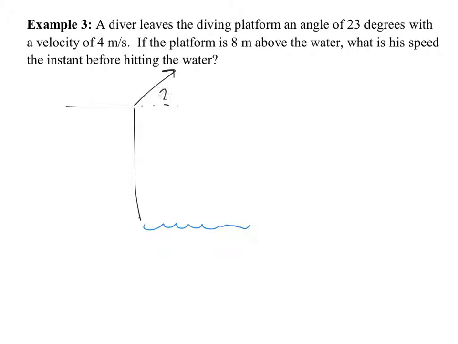That's my theta value if I need it. I'm told that the initial velocity that he jumps with is 4 meters per second. We're told that the platform itself is 8 meters above the water level. Okay, and the question is, figure out the velocity here. Find the velocity after this person continues the path and ends up right in the water.